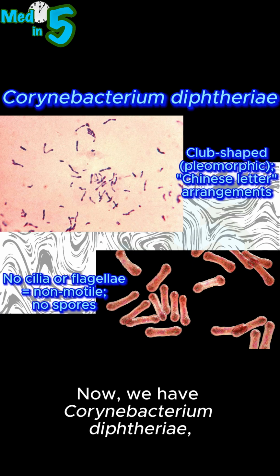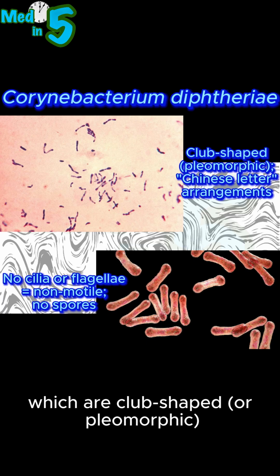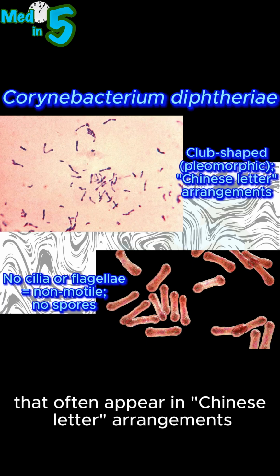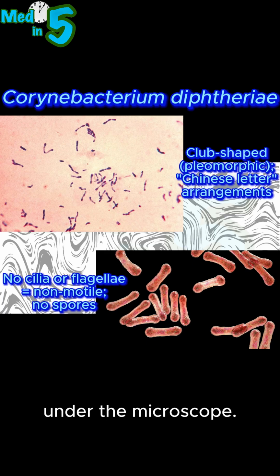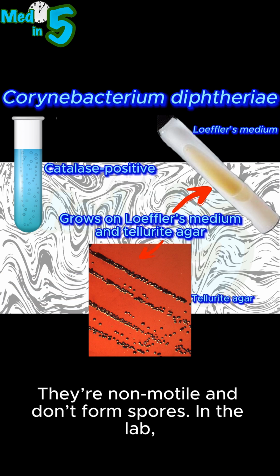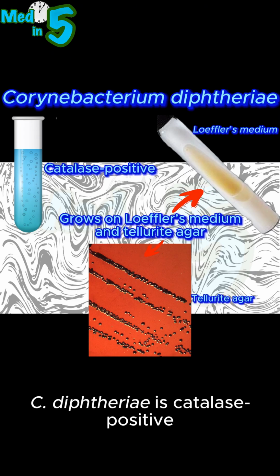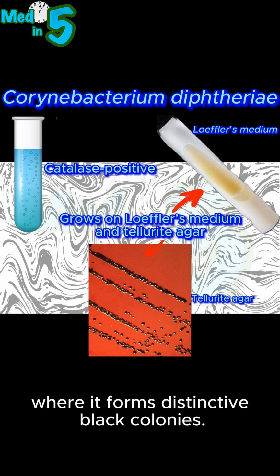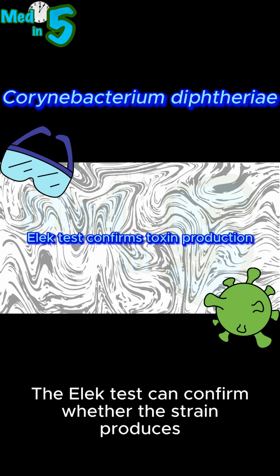Now, we have Corynebacterium diphtheriae, which are club-shaped or pleomorphic gram-positive rods that often appear in Chinese letter arrangements under the microscope. They're non-motile and don't form spores. In the lab, C. diphtheriae is catalase positive and grows on Loeffler's medium and tellurite agar, where it forms distinctive black colonies. The Elek test can confirm whether the strain produces toxin.